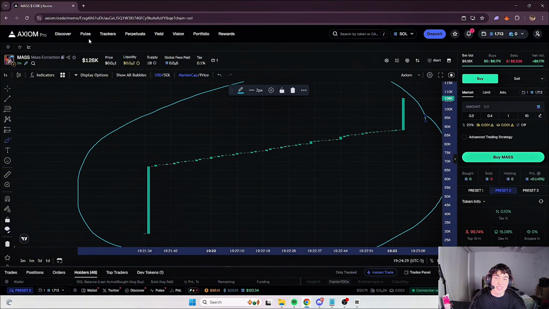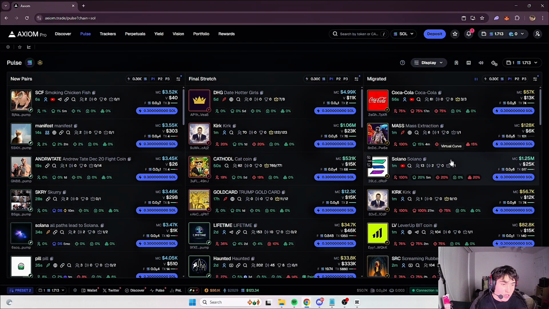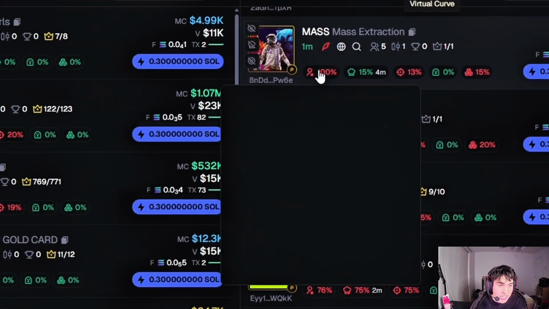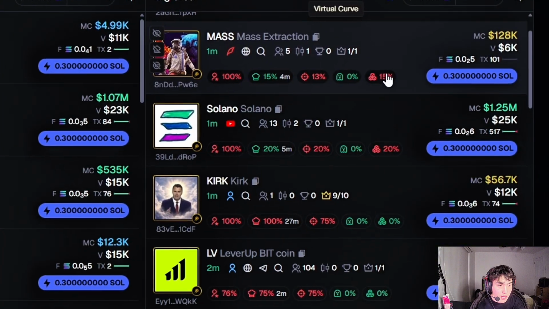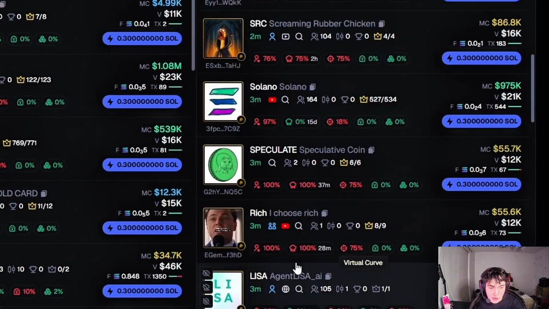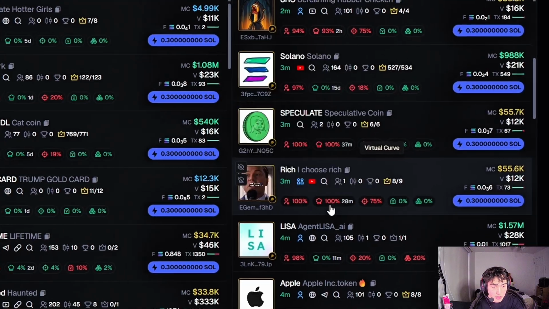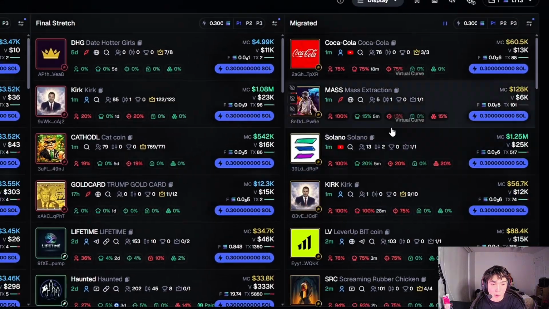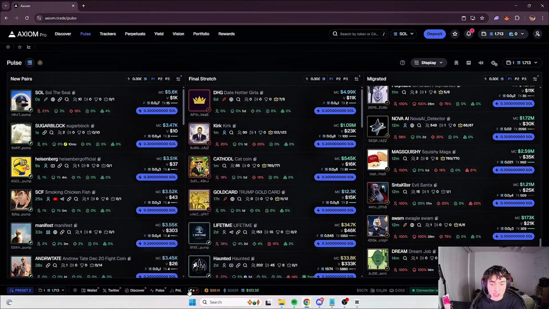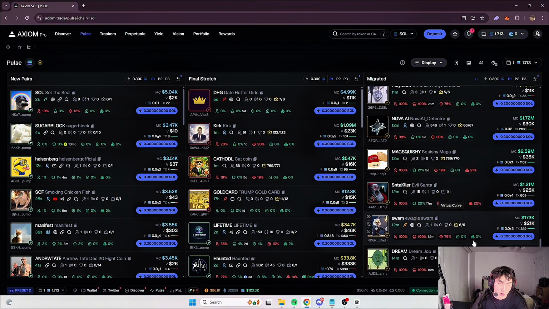Okay, when I scan the trenches, bro, I look at, first of all, right here, the snipers. Okay, the insiders, the snipers, and I look at the bundlers. Okay, here all of these coins are all rugs. You guys can see that there's 100%, 100%, 100%, 100%. These are all bad coins. Okay, the volume is kind of low in the market, so there won't be a bunch of runners.